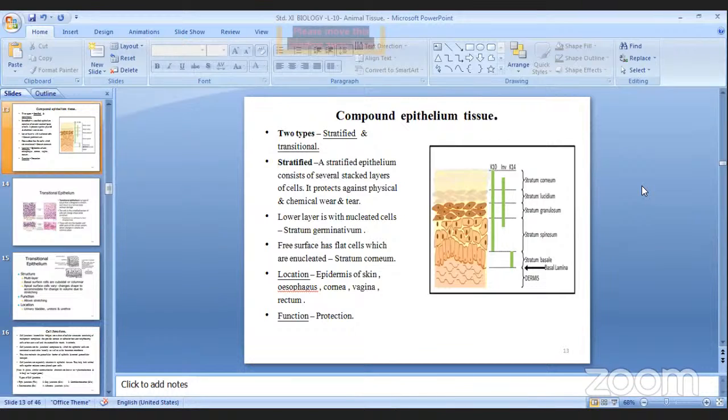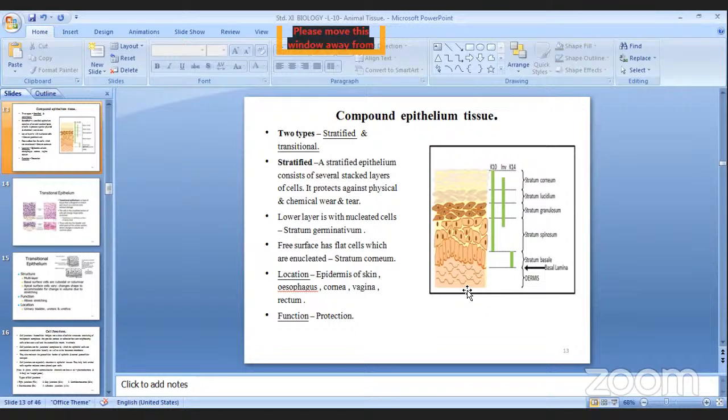Now, next we will study the compound epithelial tissue. In compound epithelial tissue, we are going to study two types. One is stratified. The word stratified means strata, that is layers. You can see in this diagram, there are many layers here, so it is known as the compound epithelial tissue.